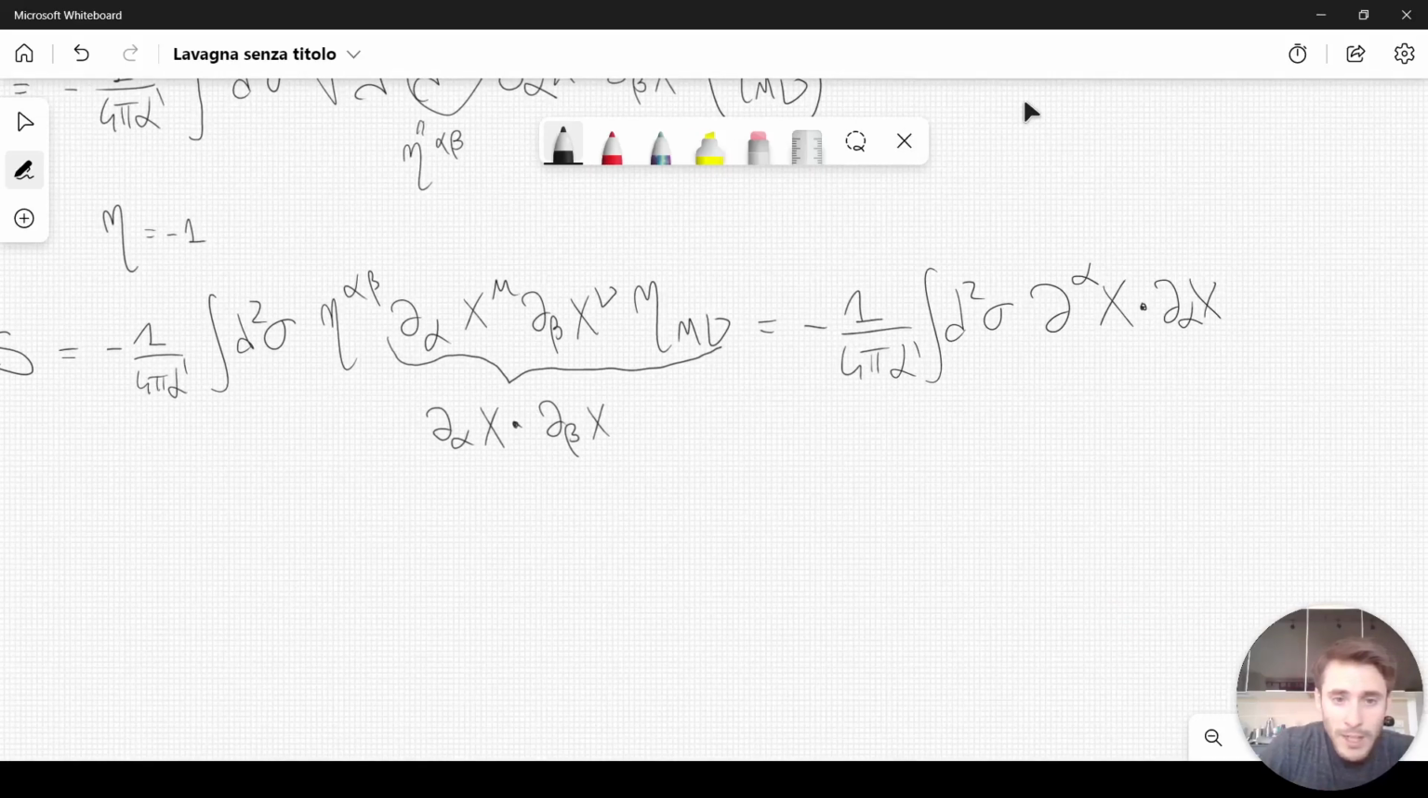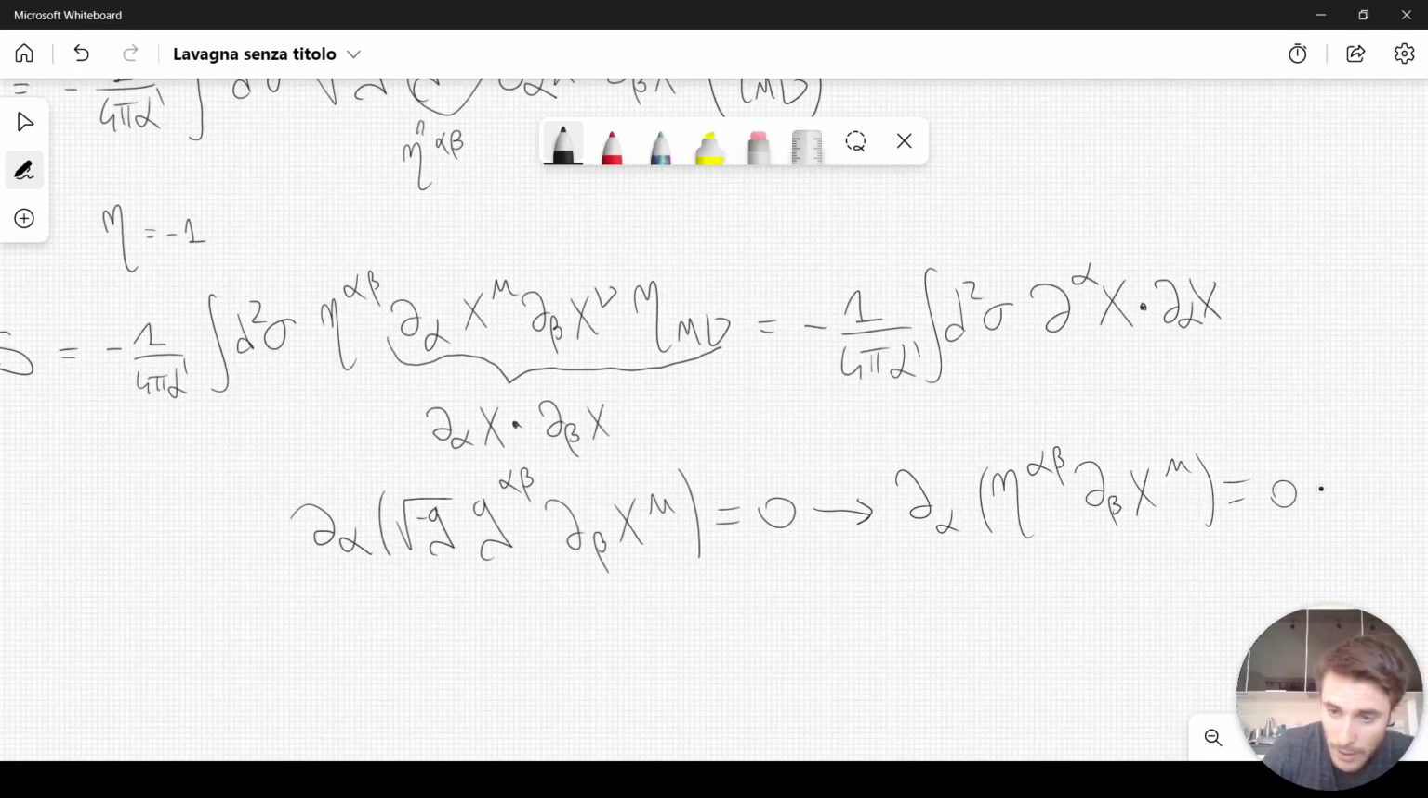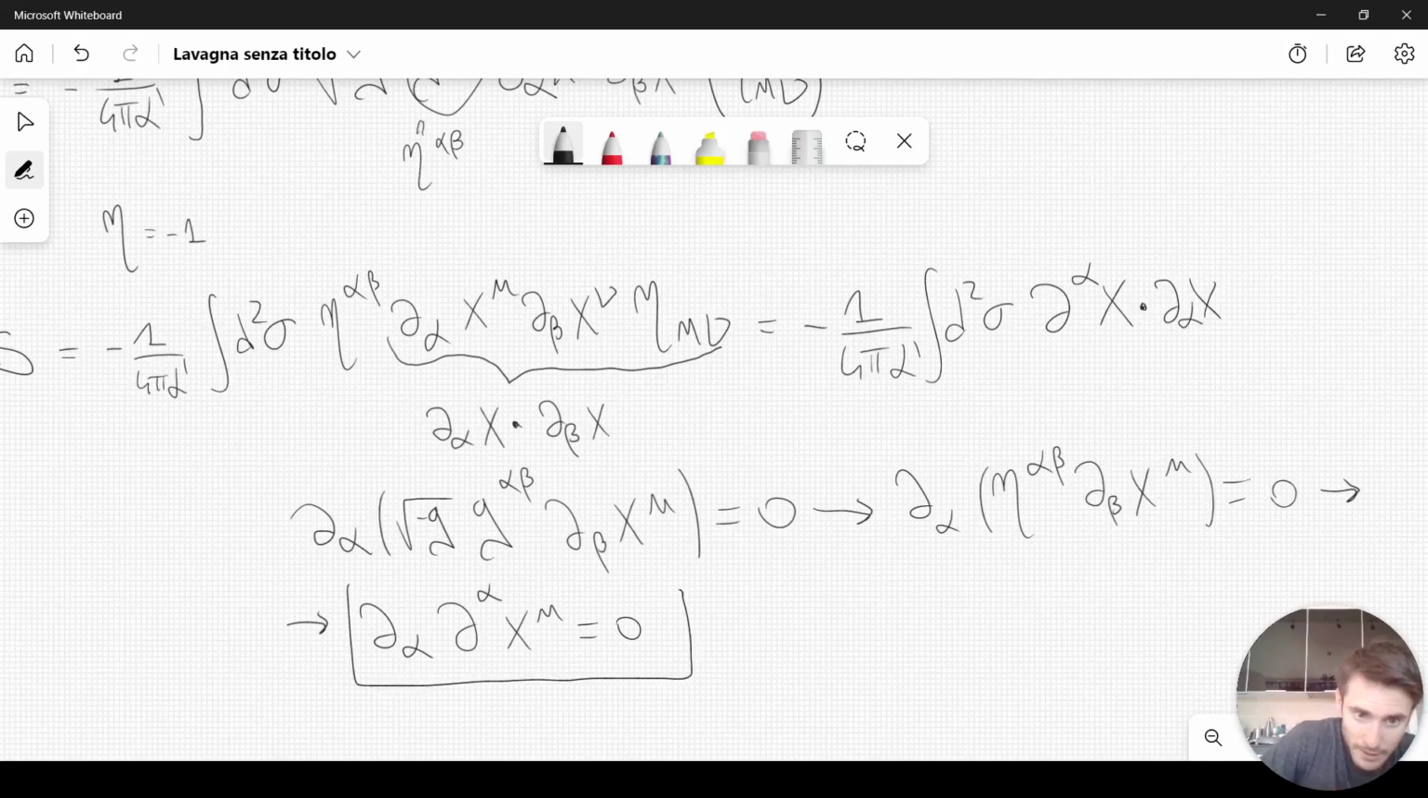And the equation of motion becomes, so remember that we derived the following equation of motion: d alpha square root of minus g g alpha beta d beta x mu equal to 0. Well, if you choose g equal to eta, this will simplify like this. We have d alpha eta alpha beta d beta x mu equal to 0. And of course, this implies d alpha d upper alpha x mu equal to 0. And this is a free wave equation if you think about it.